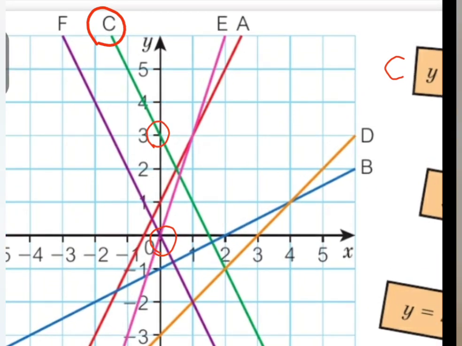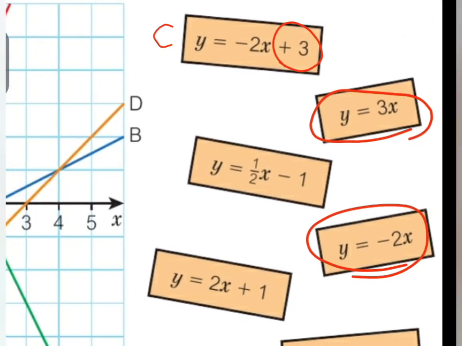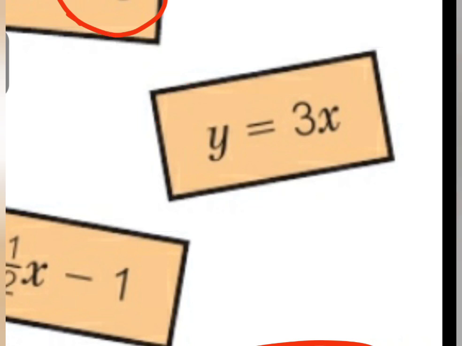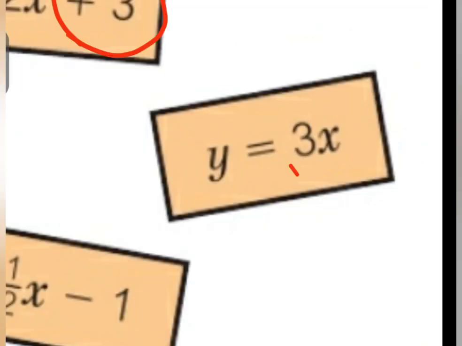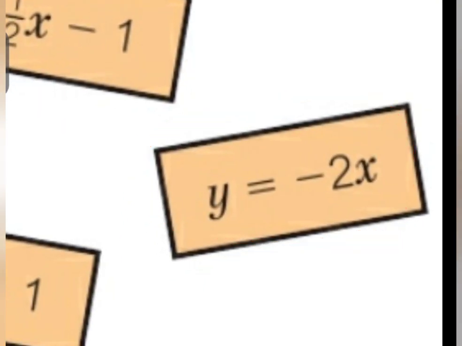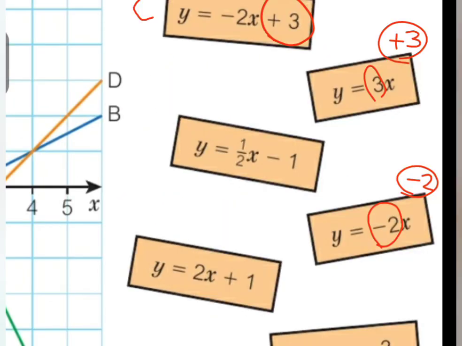Now, to differentiate between them, we have to find the gradient for each one of them. Let's talk about the gradient in this line. The gradient is the coefficient of x, so it's the number multiplied by the x. So the gradient here is plus 3. Plus 3 is here. Good. And for the other equation here, the gradient is the number multiplied by the x, so it's negative 2. So we will take a look at the two lines that are crossing the 0 point on the y-axis, and we will differentiate between them using their gradients.